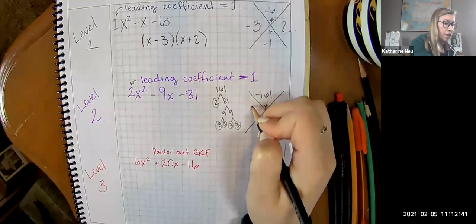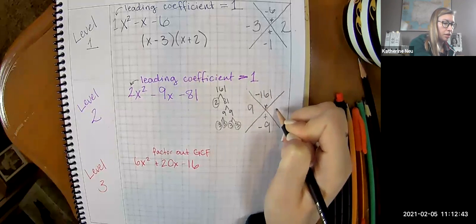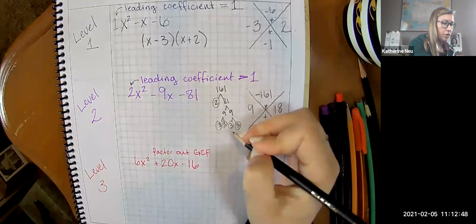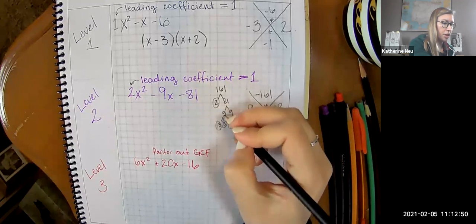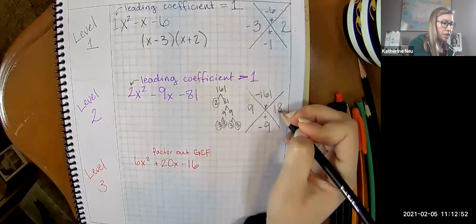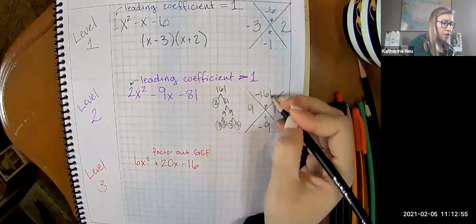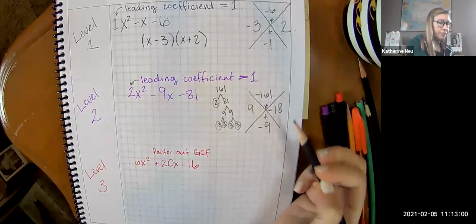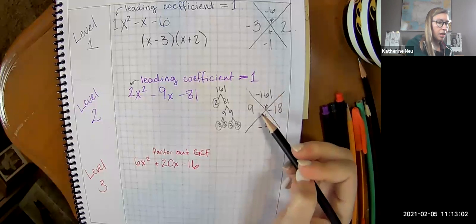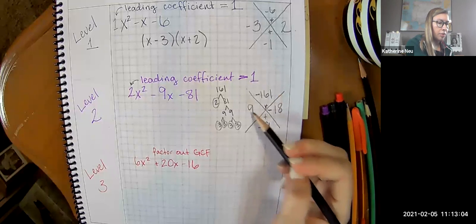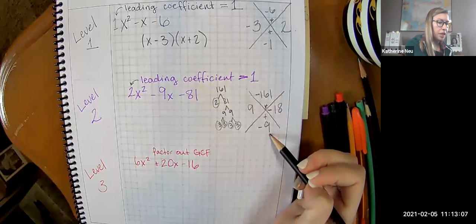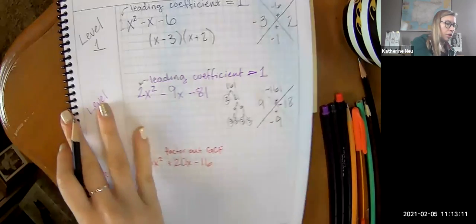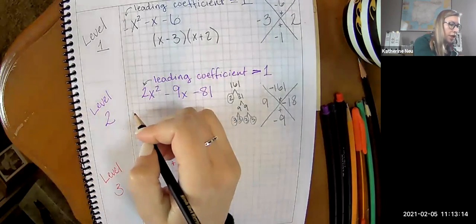I'm going to try 9 times 18 because I have 9, and then 2 times 9 would be 18. So 9 times 18, I know that that's going to get me to 162. And I want -9. So if I add these together, then 9 plus -18 will be -9. Sweet. So then the way you can do this is the overshoot and dial back way.